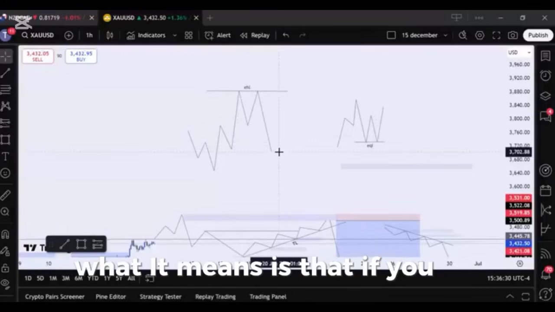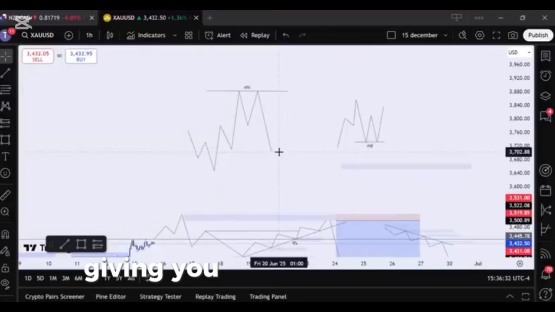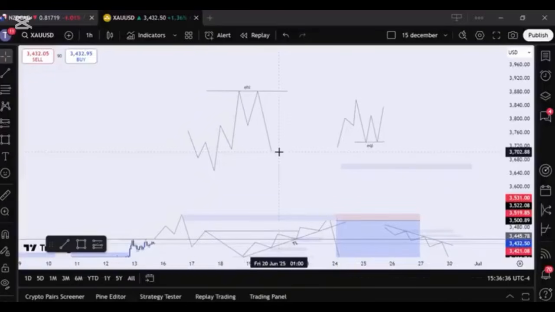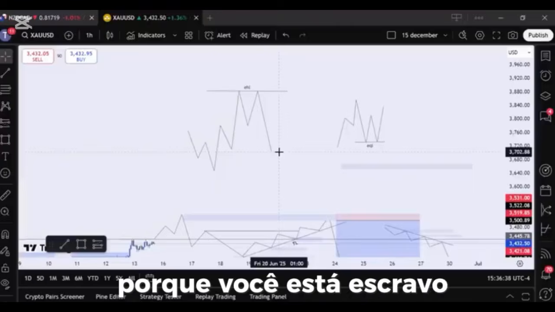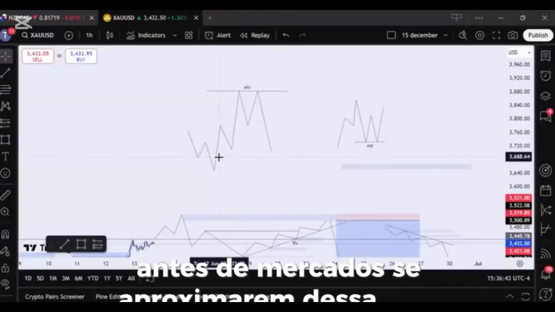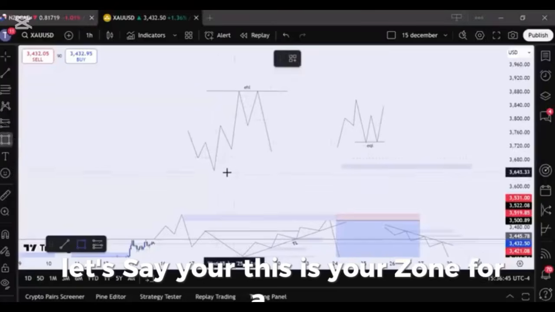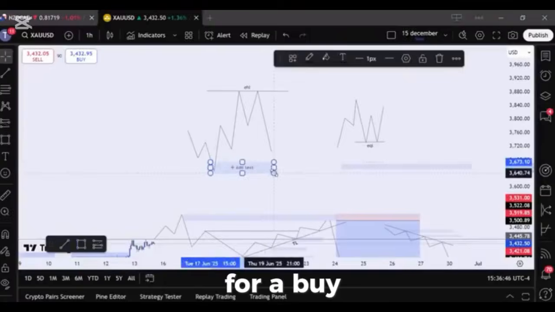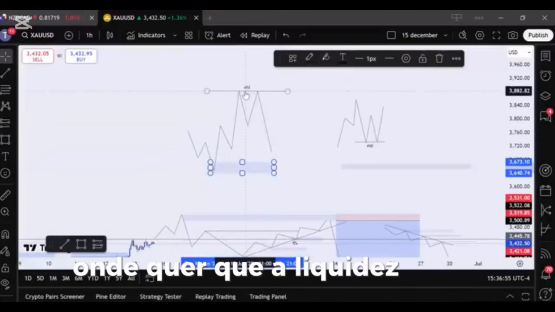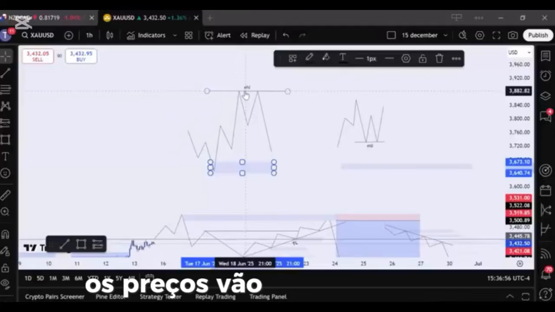But what it means is that if you are bullish now, your analysis is giving you a bullish move. You have your buys in place, but you don't know where your take profit level should be. Do you understand? Because you're still skeptical, you don't know where your take profit should be, and you observed that before markets started approaching this zone, let's say this is your zone for a buy, and before market approaches the zone for a buy, it gave you an equal high liquidity. What it means is that there's liquidity here in the market, and market is filled with liquidity. It means that wherever liquidity is in the market, price will want to drive there to clear that liquidity.